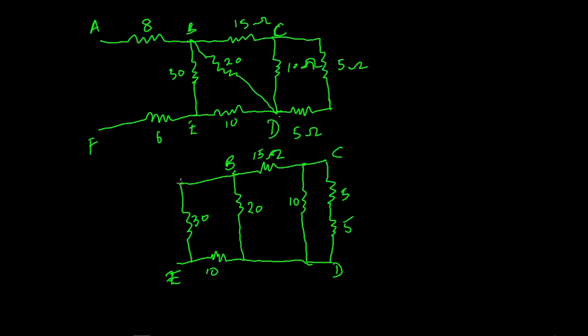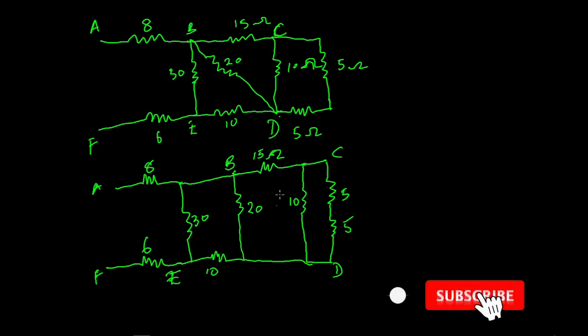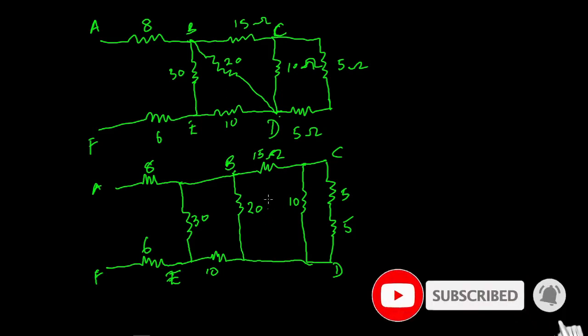Now between B and A we have an 8 ohms. This is A. And between points E and F we have 6 ohms. So this is going to be point F and this is 6. Now this circuit is equally the same as this circuit.